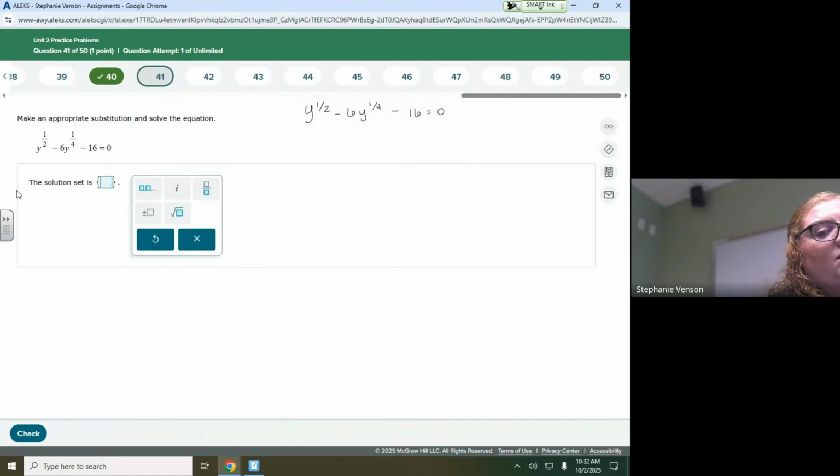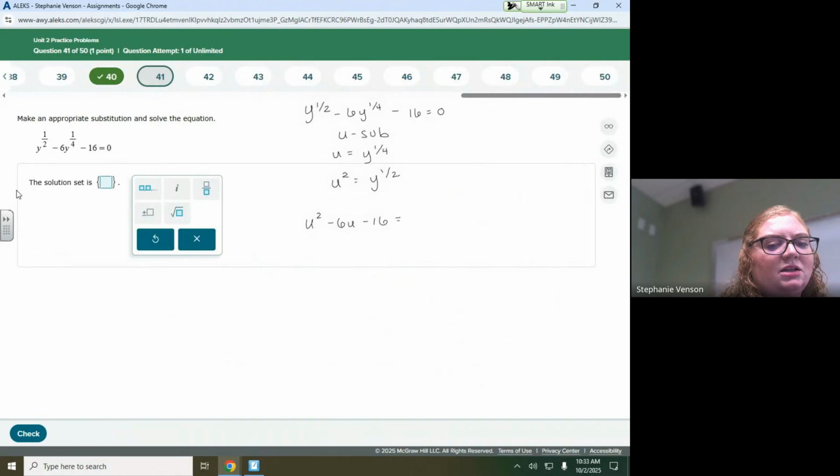So it's still a U sub one. U is still the variable in power in the middle, so y to the 1/4, and U squared is the variable in power in the front, y to the 1/2. So that gives me U squared minus 6U minus 16 equals 0. Okay, so that one's a little easier to factor because the A term is 1. So what would I use from 16 that would add to give me -6?